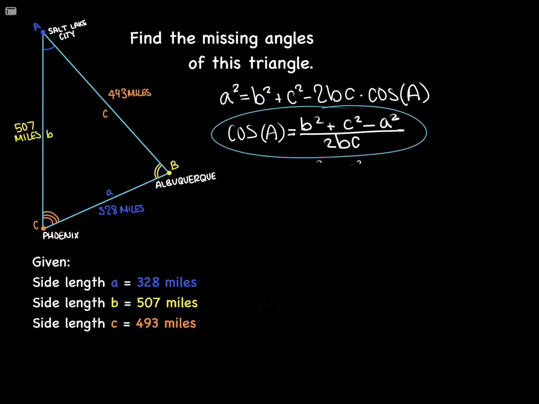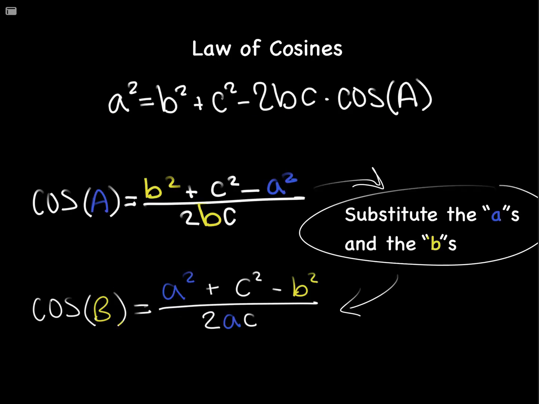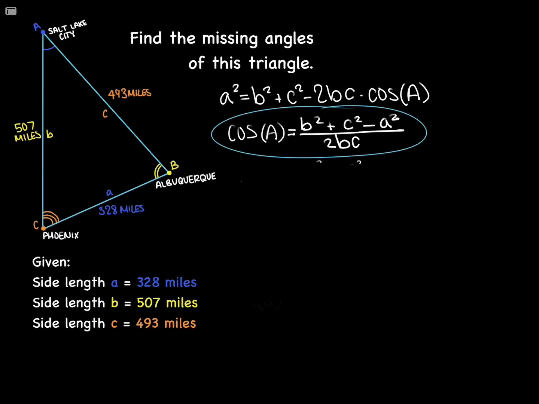So side b is the longest side, therefore the opposite angle B is the largest angle. We will begin with this one. Using the rearranged form of the law of cosines, we must make one more adjustment. Since we are solving for angle B and not angle A, we must substitute the A's and B's in our equation. This works for any of the three angles in our triangle. Our equation will now look like this. The cosine of B equals a squared plus c squared minus b squared over 2ac.